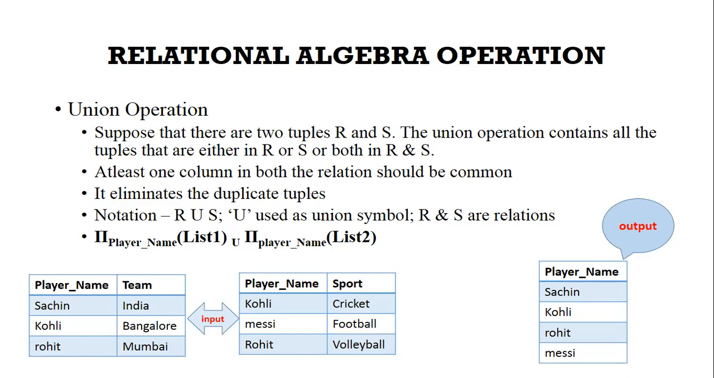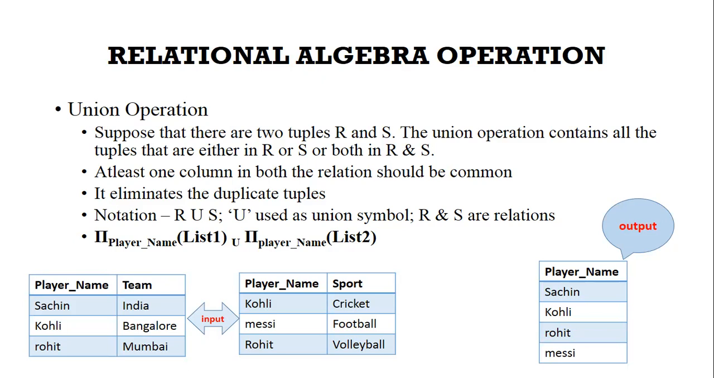You see here, we have two relations: one is list 1, another one is list 2. List 1 contains the attributes player name and team.